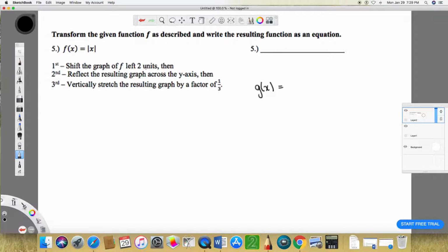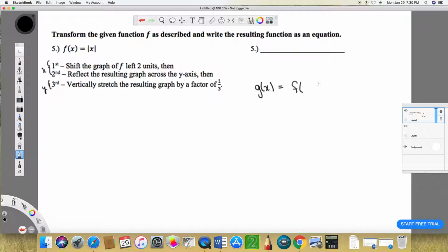That's going to affect the x-coordinate. Then reflect the resulting graph across the y-axis. That's going to affect the x-coordinate. Then vertically stretch the resulting graph by a factor of 1/3, and that's going to affect the y-coordinate. So the first two transformations are on x, and then we've got one transformation on y. So the transformations on x are applied before we apply the function. So it's affecting the domain, the inside of the parentheses, if we're using this function notation.